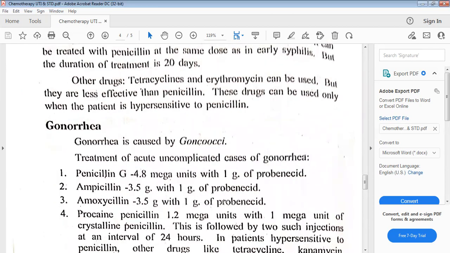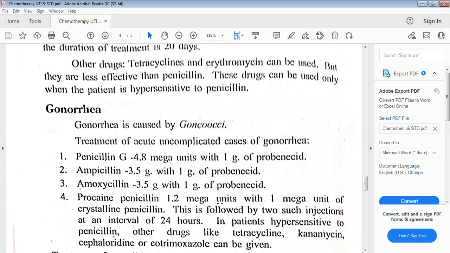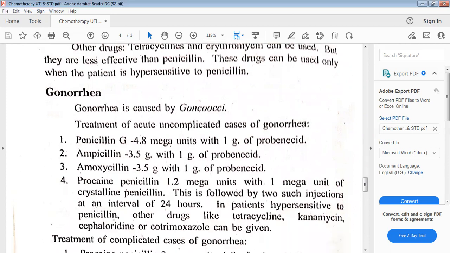Gonorrhea is another of the STDs. It is caused by gonococci. So whenever there is an uncomplicated case of gonorrhea, the treatment for that will be penicillin in combination with probenecid, ampicillin or amoxicillin in combination with probenecid, or procaine penicillin followed by crystalline penicillin can be given.